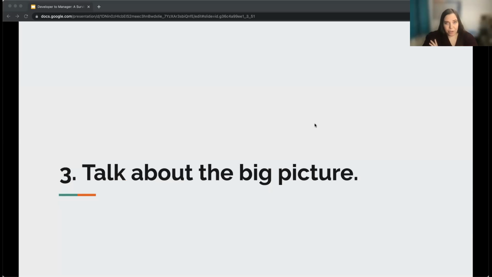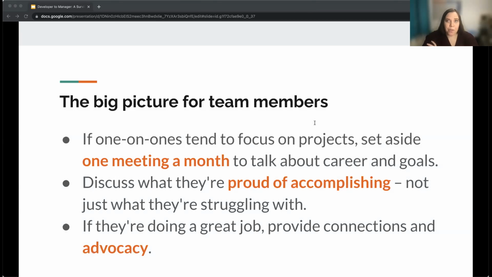The third technique for communicating like a leader is really focusing on the big picture, both the big picture for your team and the big picture for each of your team members. For your team members, this is usually about how they can personally grow. It's really easy to lose sight of this when you're talking about projects and tickets. And let's face it, lots of one-on-ones wind up being about projects and tickets.